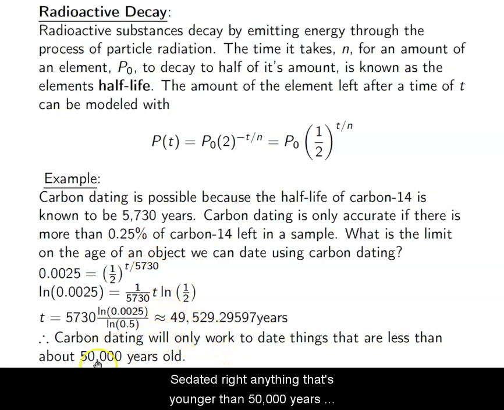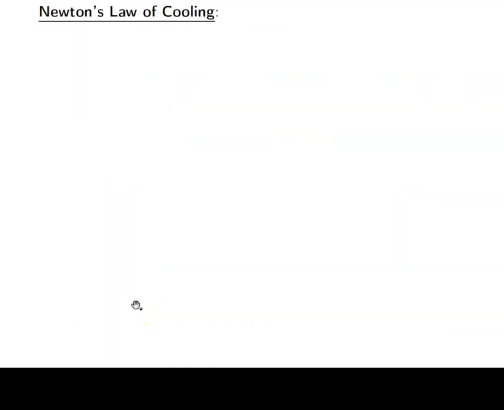Anything that's younger than 50,000 years ago, I should be able to know how old that object is. Okay, so that's how carbon dating works.